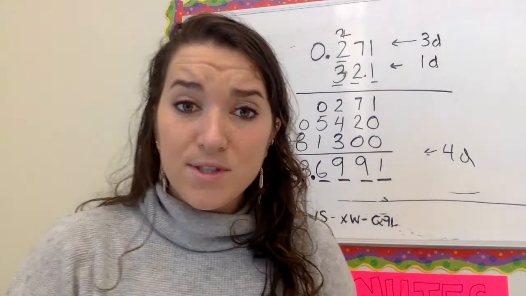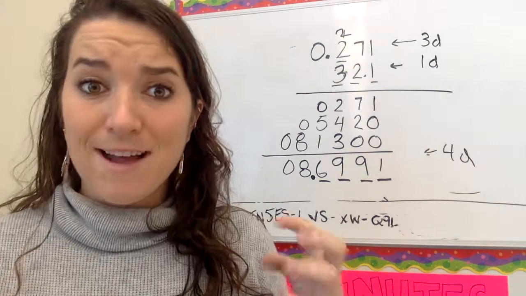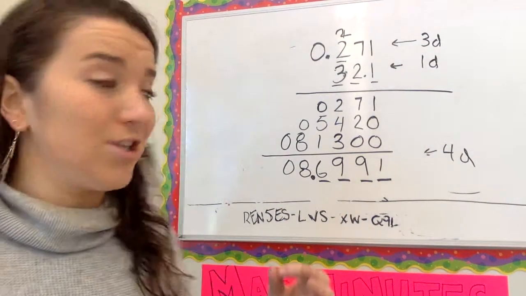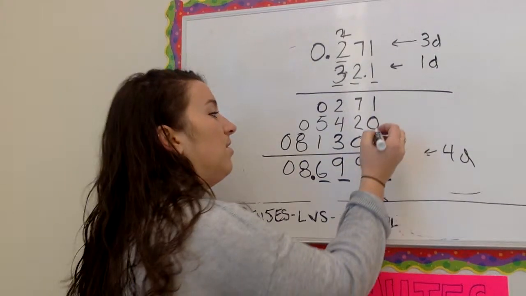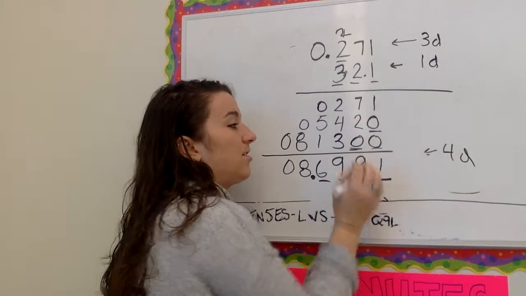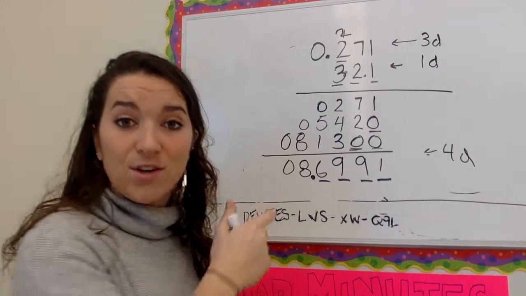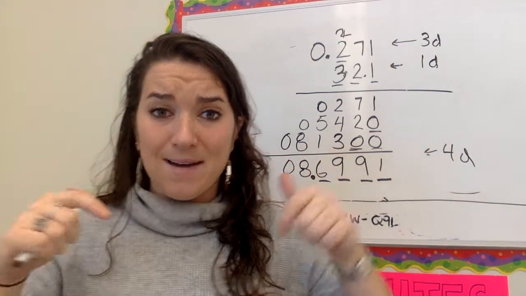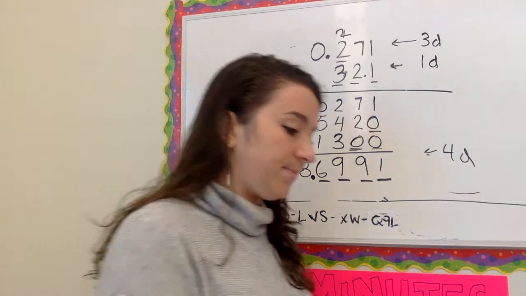So the most important thing to remember when you're multiplying larger numbers with decimals, or numbers with more digits, not necessarily larger, is that you need to have 1 placeholder here, 2 placeholders. If you have another number, you'll have 3 placeholders. And then to always remember to figure out where your decimal is going to go by adding up the number of digits behind the decimal.